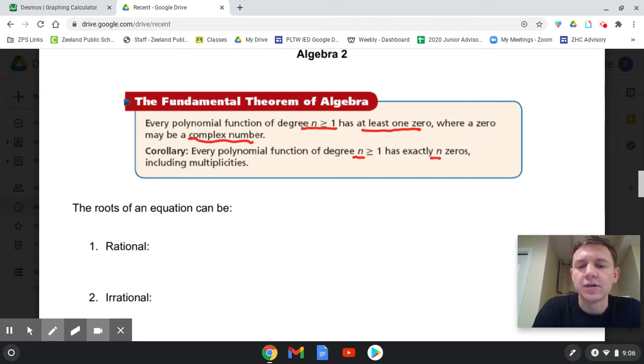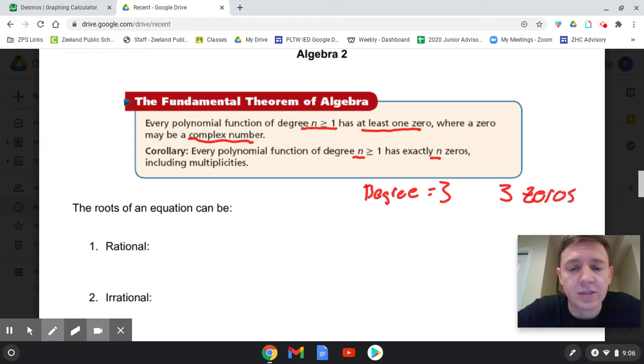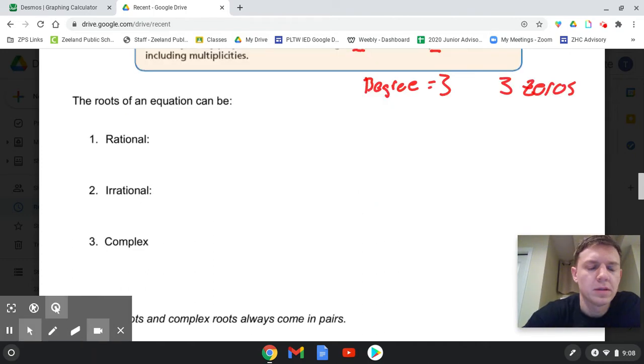Okay, so a polynomial function with degree 3 has exactly 3 zeros. That's just where the graph crosses the x-axis, things that make the polynomial 0. I just want to show an example of that.